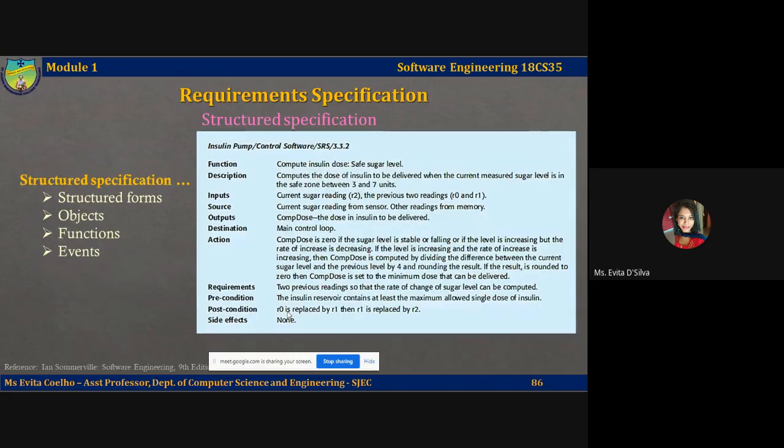To understand a structured approach to specifying system requirements, you should define one or more standard templates for requirements and represent these templates as structured forms. In this diagram, you can see the standard template or form used to specify requirements in a structured way for the insulin pump control system. The function is to compute the insulin dosage. The description of the system is defined here. Inputs, the source of the inputs, outputs, where these outputs are destined to go, the action that has to happen, the requirements, precondition, postcondition, and side effects. You can go through the slide and understand this in more detail.